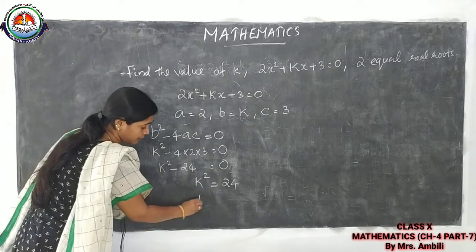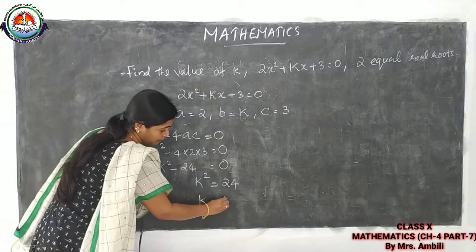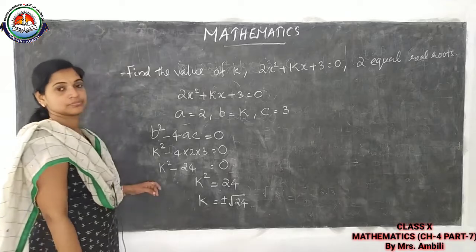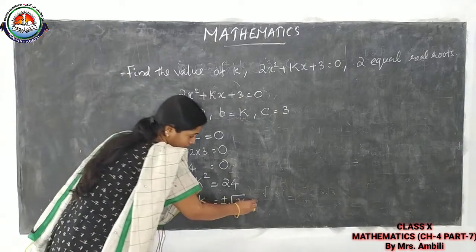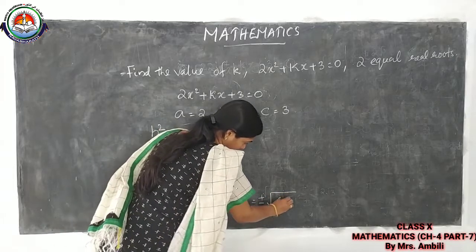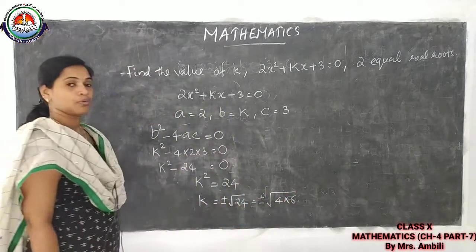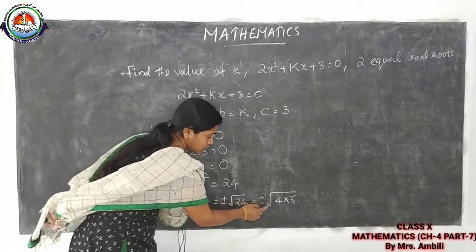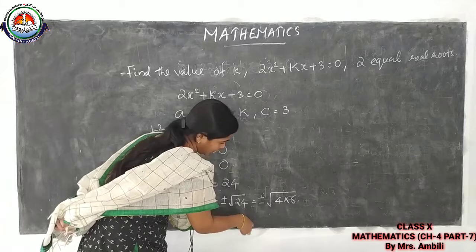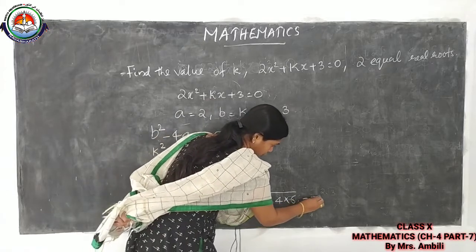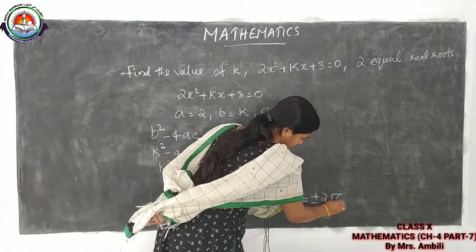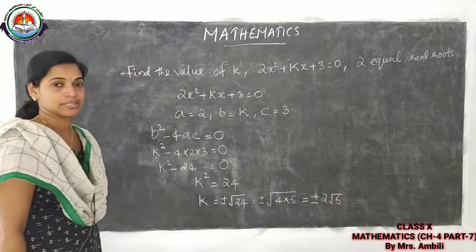k square equal to 24 means what is k? k equal to plus or minus root 24. How can we write root 24? Plus or minus root 4 into 6. Root 4 equals 2. So what will we get? This is equal to plus or minus 2 root 6.